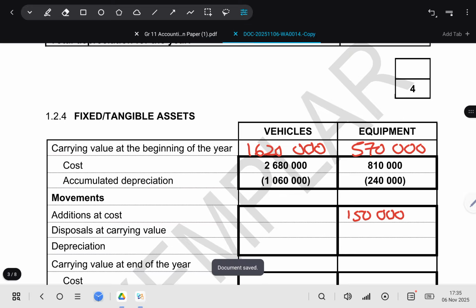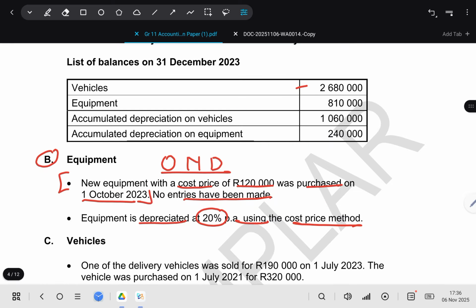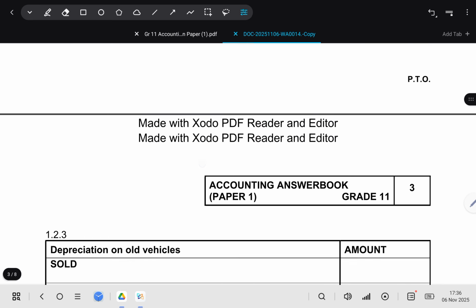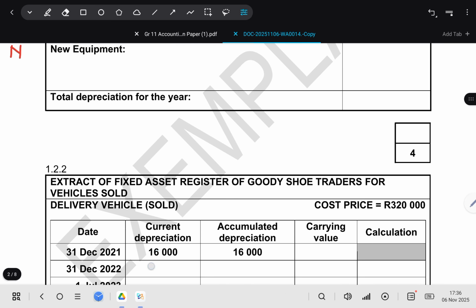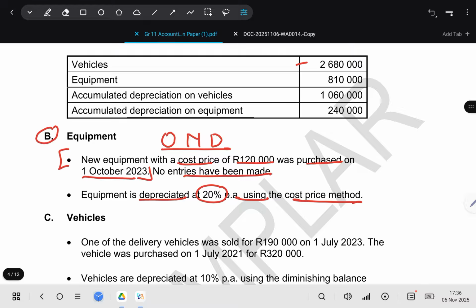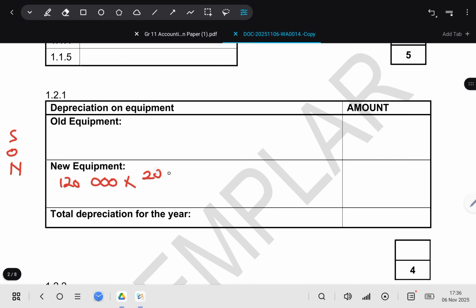And then remember that addition, guys, I made a mistake. It's 120,000. So we are going to correct here and put that 120,000. So please make sure that you also verify your information. So our addition at cost is 120,000. Now remember, we are depreciating this for 3 months. So when we do that for the new equipment, it's going to be 120,000 multiplied by our rate here, 20 over 100, and then multiplied by 3 over 12.